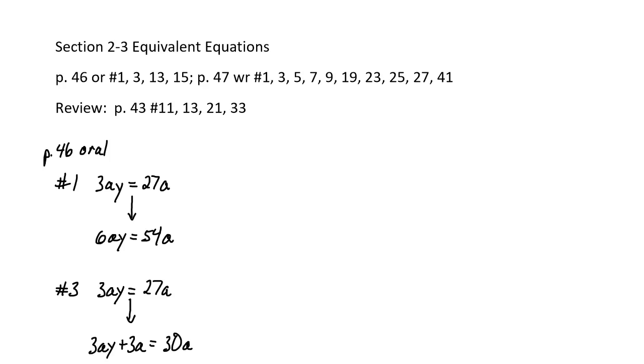For number 46, the oral questions, we're asked to identify what transformation is used to take this initial equation and transform it into this new equivalent equation. On the left side, the 3ay has turned into 6ay. On the right side, 27a has turned into 54a. The transformation is to multiply both sides by 2.